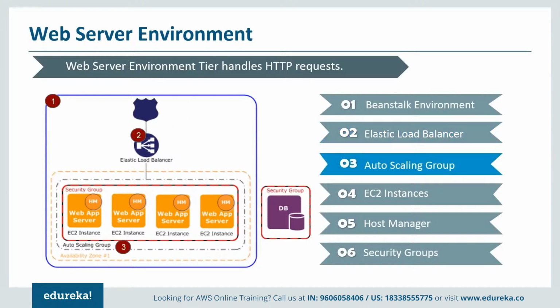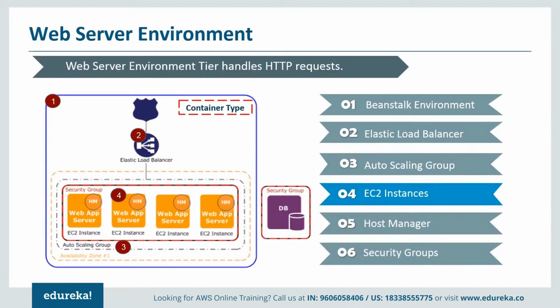Then we have auto scaling group. Well, if your web server is trying to handle a lot of traffic and it's having a scarcity of EC2 instances, then auto scaling group automatically installs few EC2 instances. Similarly, if traffic is very low, then it automatically terminates underused EC2 instances.